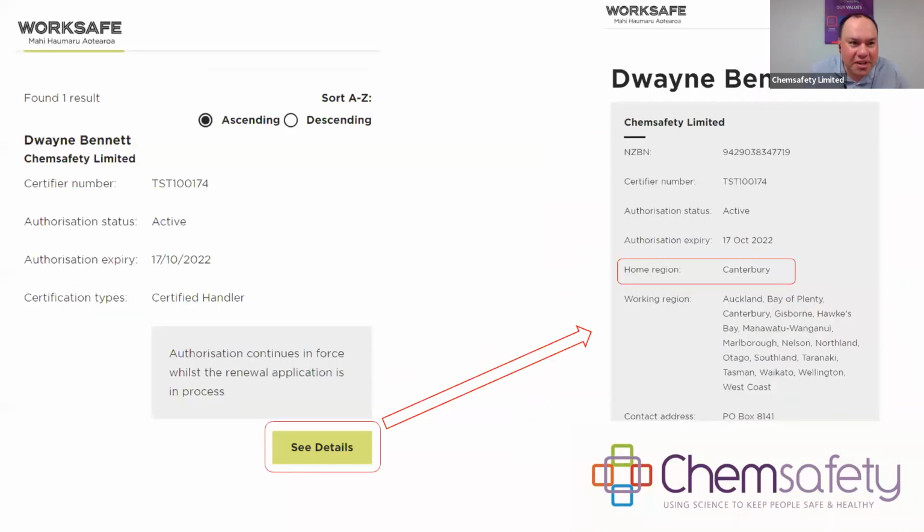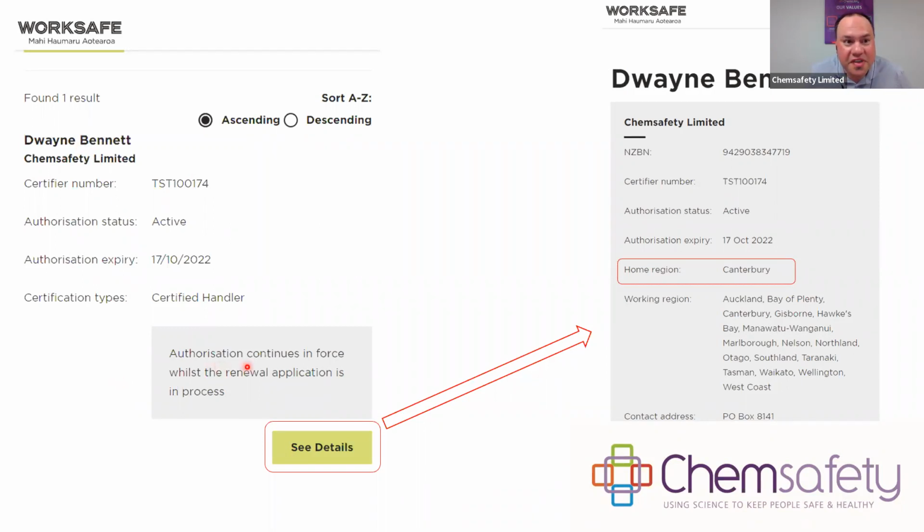But once you get through, it's all good. And then what will happen is it'll apply a filter, and then you'll come up and you'll see my name, Dwayne Bennett. And then you'll go, okay, that's great, certified handler. And you might actually notice here that authorization continues in force whilst the renewal application is in process.